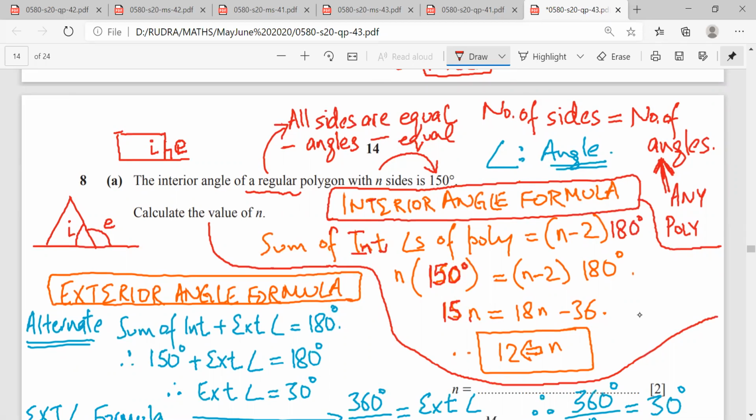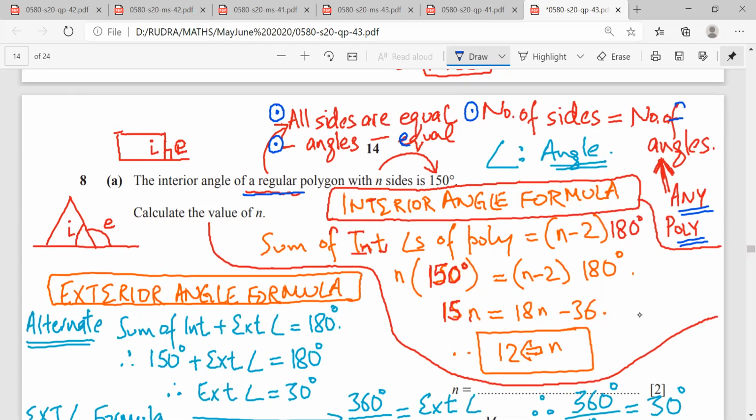Now, there are a few basic things that we need to understand before we start this question. The first is, it is a regular polygon. Because it's a regular polygon, two things you need to remember: all the sides would be equal, and all the angles would be equal. Mr. Rudra, any doubt? No, sir. The second thing you need to understand about any polygon, not only regular polygons: the number of sides of any polygon is equal to the number of angles. Mr. Rudra, any doubt? No, sir.